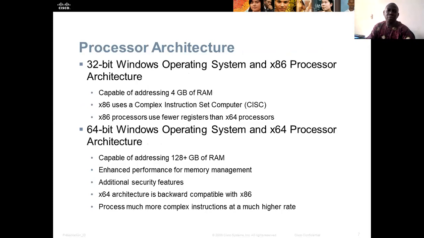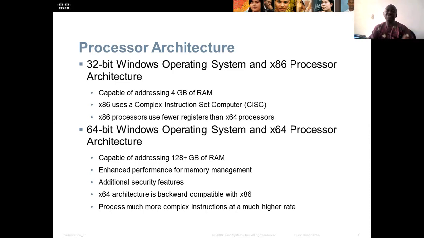So now let's talk about processor architecture. We have 32-bit Windows operating system and x86 processor architecture. In this scenario, you have a 32-bit operating system. We're talking about x86 processor. Now, when we talk about x86, x can refer to any number, 3, 4, 5, 6. Now we have 386. In fact, earlier we have 286. To be very precise, we can start even from 186 because the first processor that became popular was 8086, which means there's an imaginary 186.